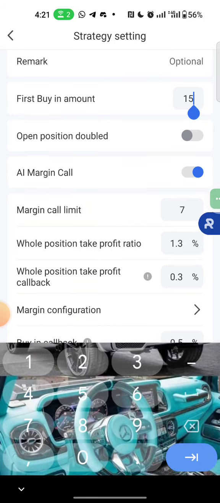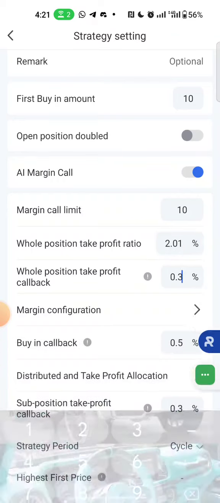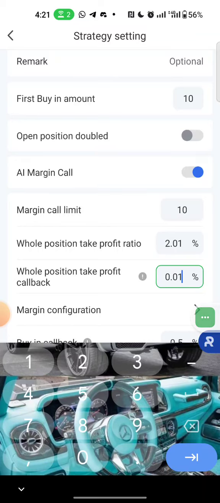So we shall make our first buying amount 10. Then the number of margin calls will also be 10. So 10 times 10 already gives us $100. The take profit, like I said, the signal may give 3%, but you want 2%. So you always compound your 2%, 2.01, and the callback, like I explained in the previous $50 setting, 0.01.